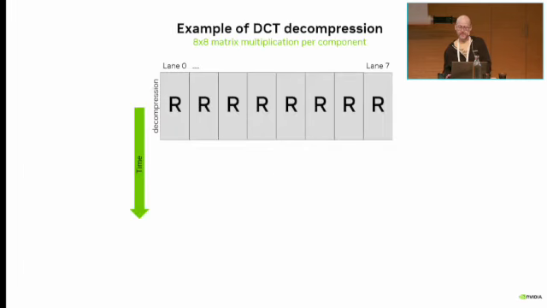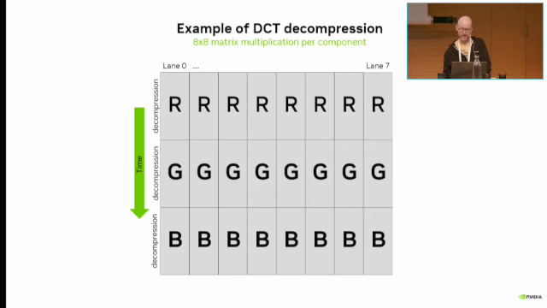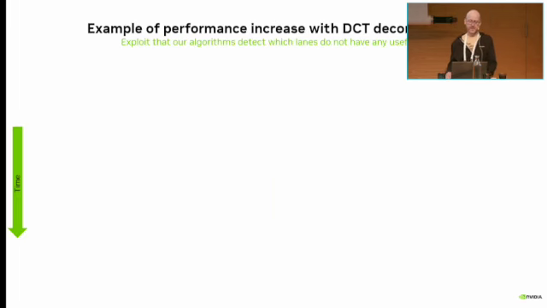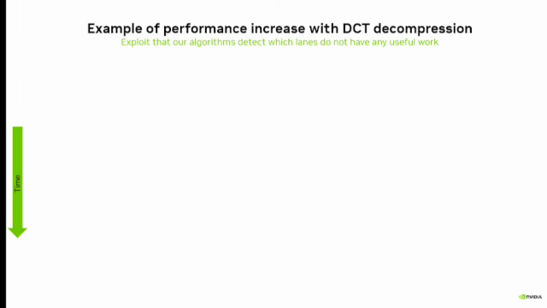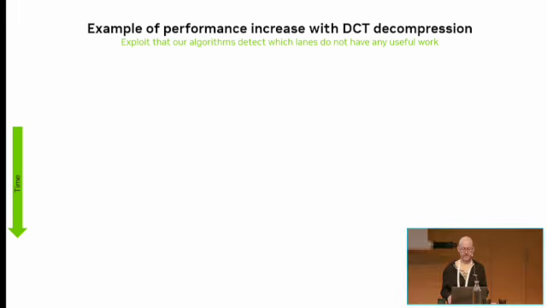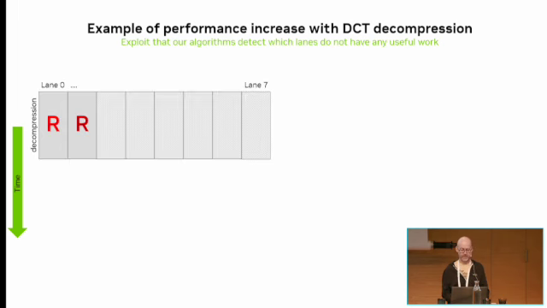Okay, so we have another expensive decompressor example. This is DCT decompression, where we basically do an 8x8 matrix multiplication per component. Usually it works like this: we do the red components, then green, then blue. However, we can sometimes exploit this to get a performance increase, because our algorithms can actually detect which lanes do not have any useful work that they need to be doing.